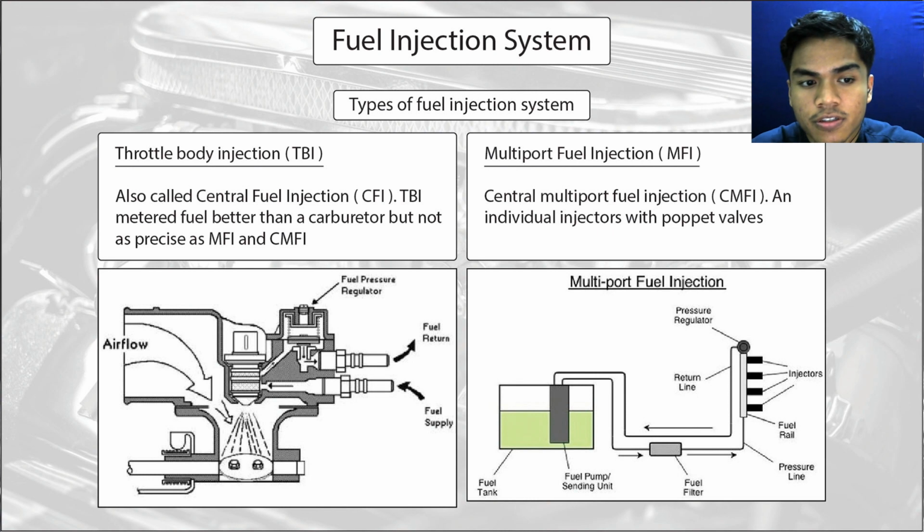Types of fuel injection system. Number 1, throttle body injection or TBI, also called central fuel injection. TBI emits fuel better than a carburetor but not as precisely as MFI and CMFI. Number 2, multi-port fuel injection or MFI. It has individual injectors with poppet valves.